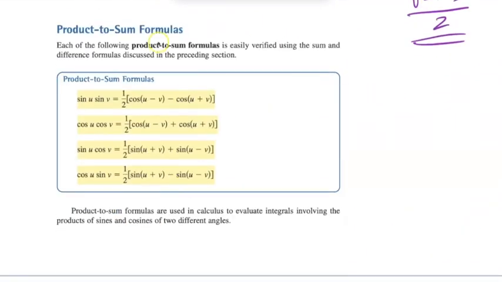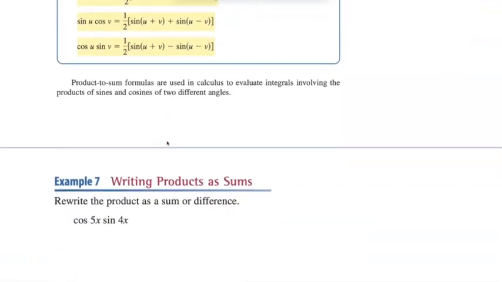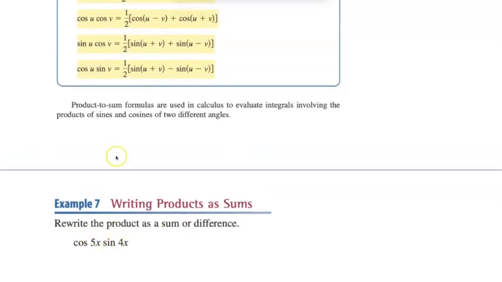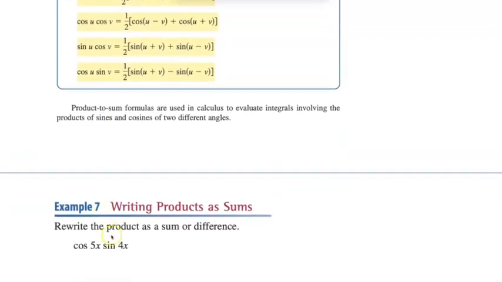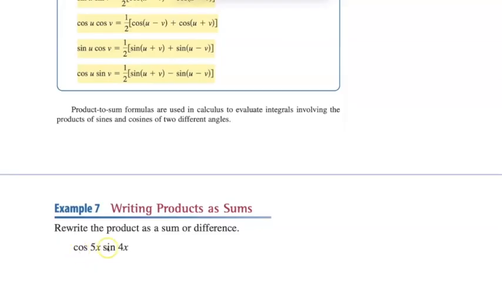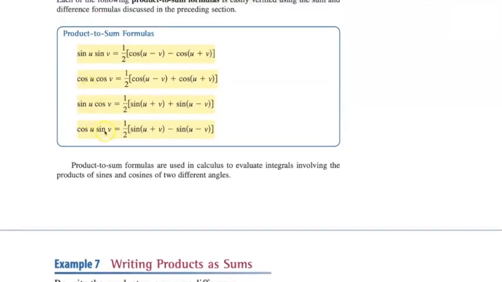We also have product to sum formulas. If you have a product of angles, you can turn them into a sum formula. We use these a little bit, but not too much. Here's an example of it though. Rewrite this product as a sum or difference. Notice it's being multiplied, and we want to write it as a sum or difference. All we got to do is figure out which formula it goes with. We have a cosine and a sine. Cosine, sine is this last one here.